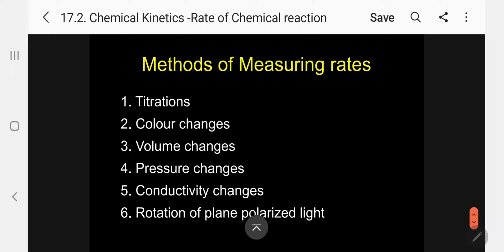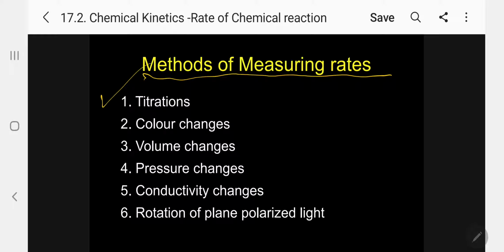Now, next, let me go to methods of measuring rate. How we have to measure the rates. This is not available in your book, please. Kindly listen to me. Just the methods alone you can memorize, that's enough. We do not have to go into detail, because it is not given in your book.